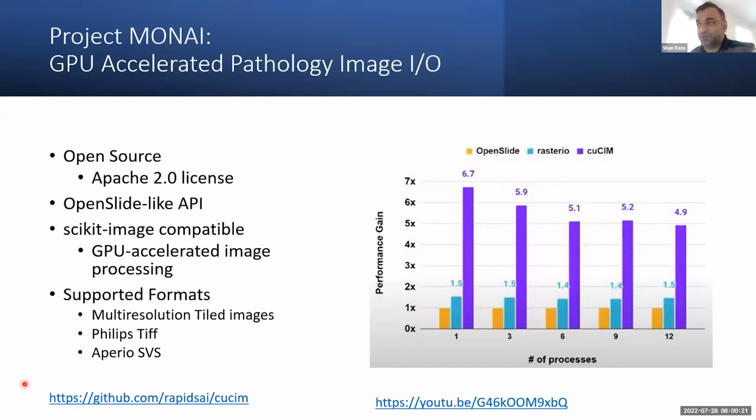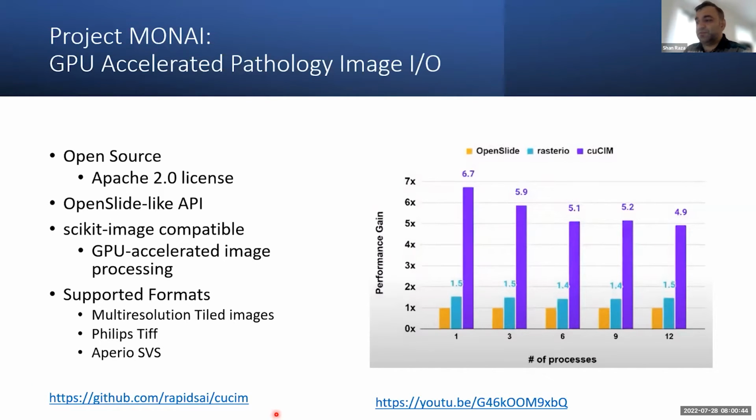A strong point about cuCIM is that it supports GPU accelerated image processing, which is compatible with scikit-image, which is a very popular Python library for image processing. So you can use the scikit-image API for applying transformations.